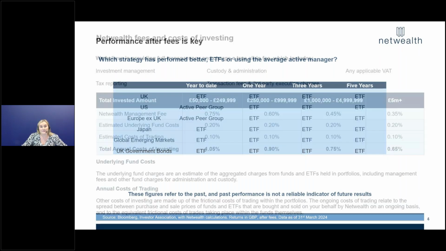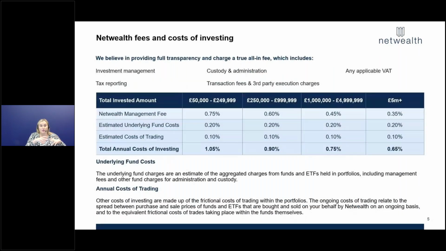We've run through the different types of fees. Now I briefly want to touch on the costs associated with Netwealth's investment management service so that you have a comparison point for your own figures if you use another provider. So as Louisa mentioned, we place transparency on fees at a very high importance, and so are always happy to compare and contrast against current providers. So in Netwealth, we charge an all-in management fee that includes investment management, custody and administration, tax reporting and VAT, and we don't have any platform costs.